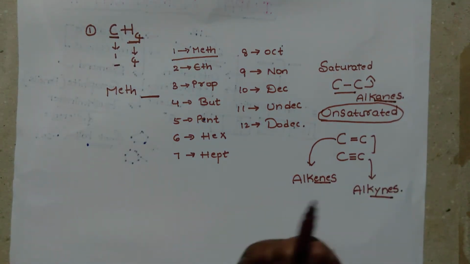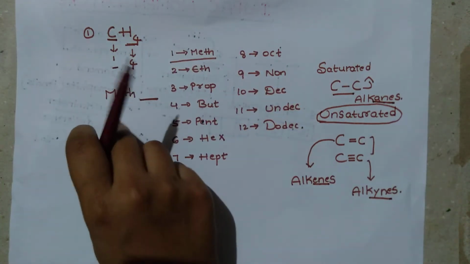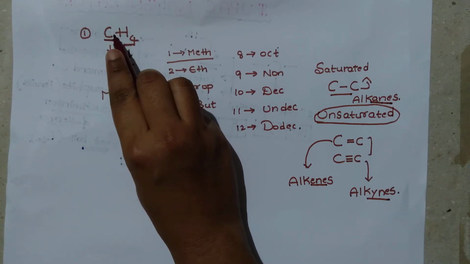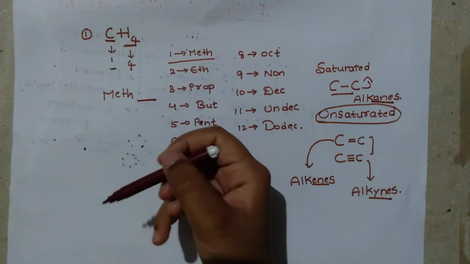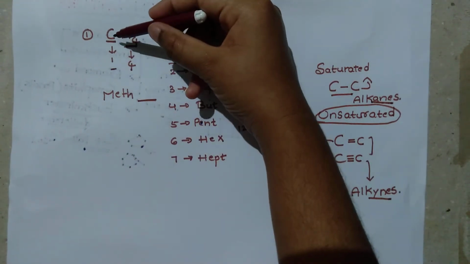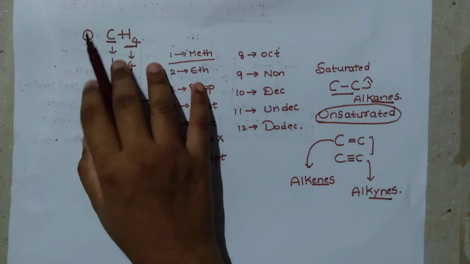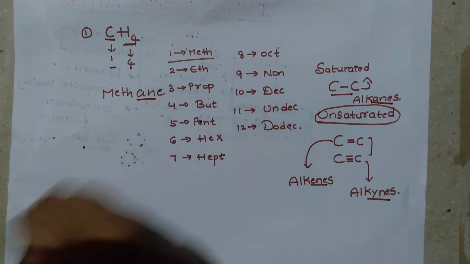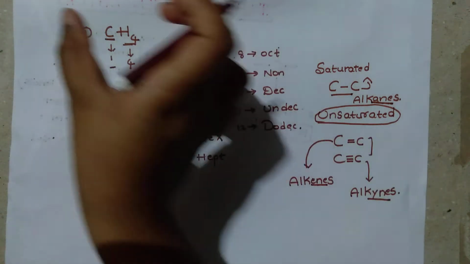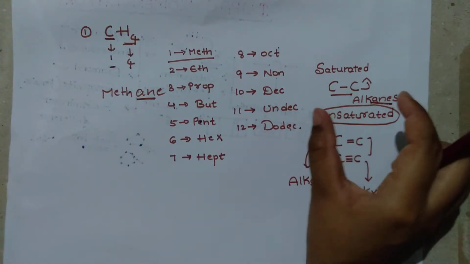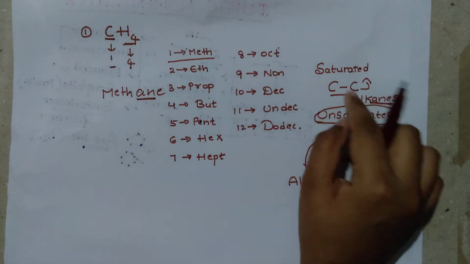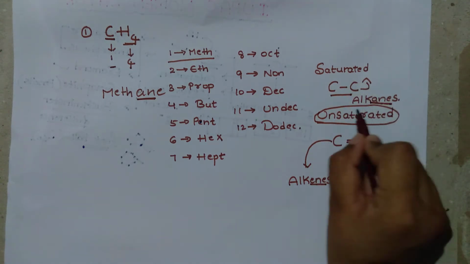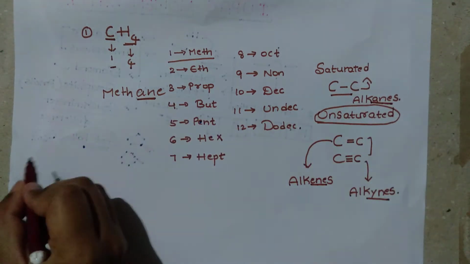You may get a doubt: how should we make sure whether the bond between these two atoms is single, double or triple? I will answer that question. If there is no multiple bond present between these atoms, then definitely we have to write ane here. Why? Because it comes under saturated hydrocarbons, where alkanes exist. Going on to the second group.